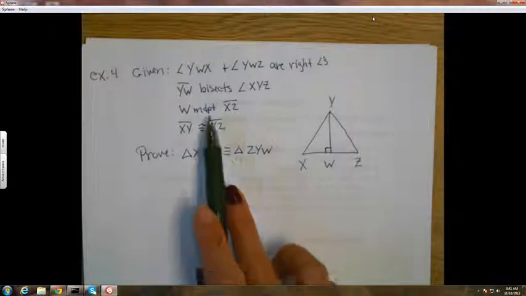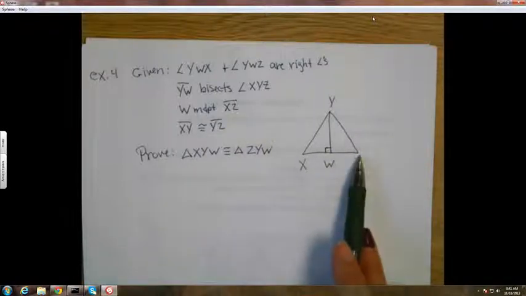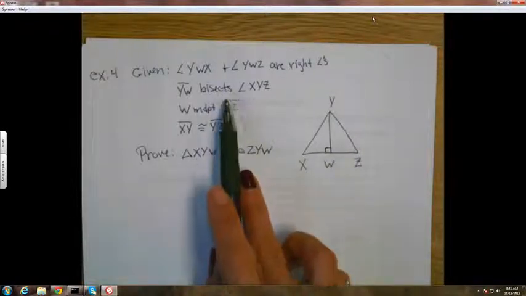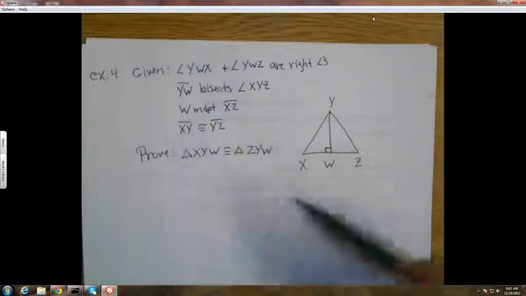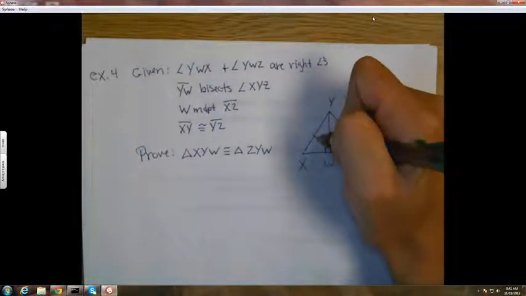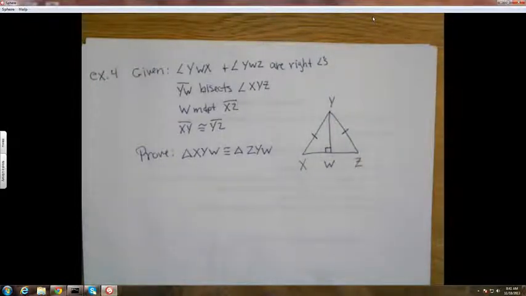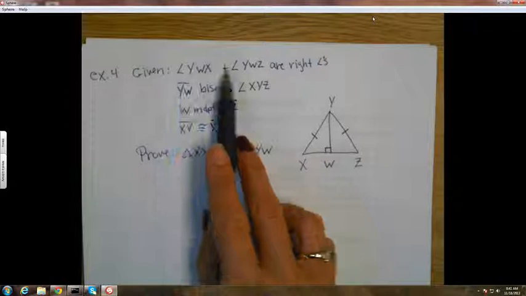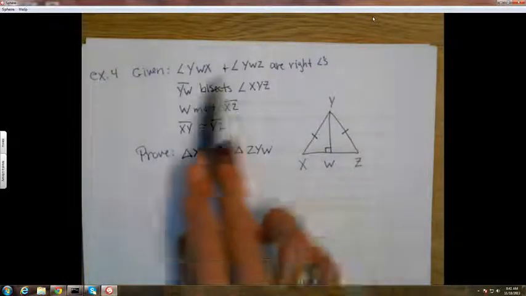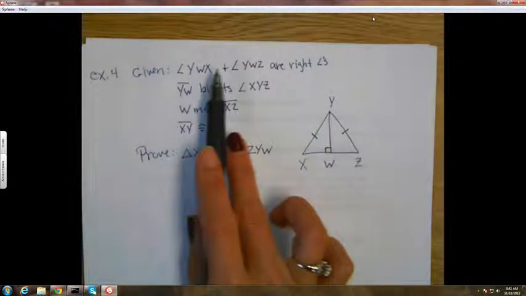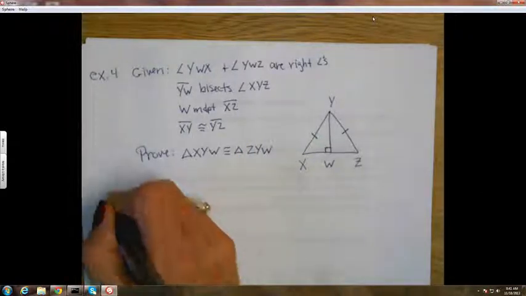We got W is the midpoint of a segment. Both of these are going to get us some congruent parts. And then they're giving me that XY is congruent to YZ. So they gave me one congruent part. I got to come up with the other 5 from the picture. Nice. This is not too hard. This is good stuff. So let's start with the beginning given. Doesn't matter what part of the given you start with. We're going to take one thing at a time and work our way through.